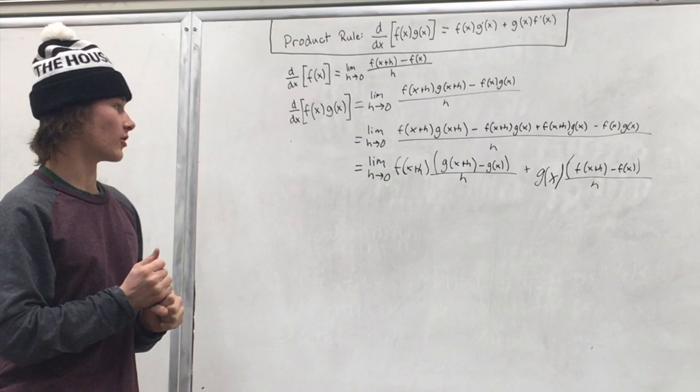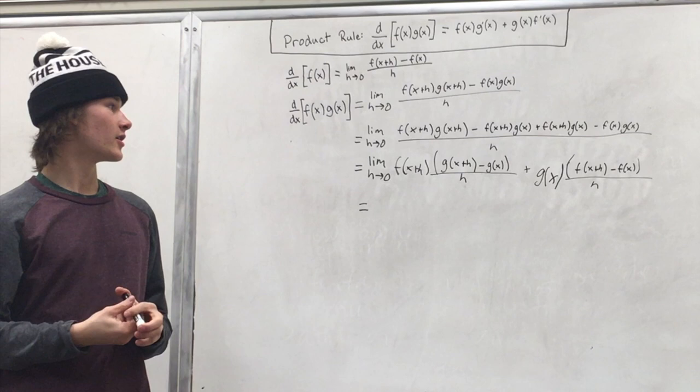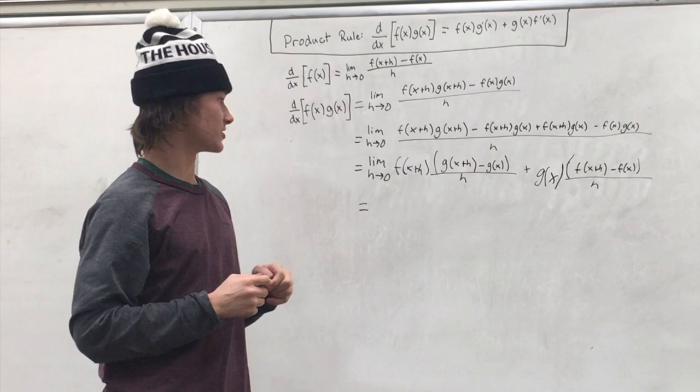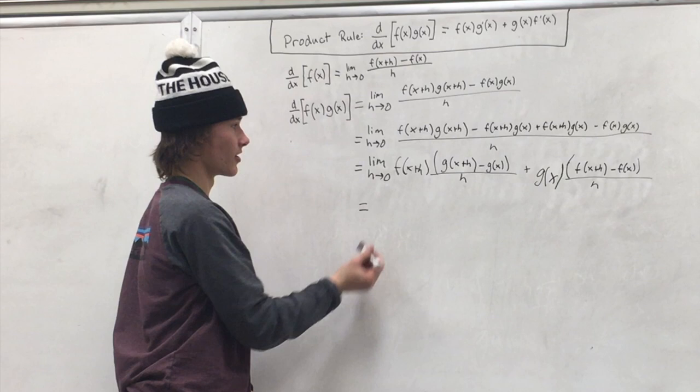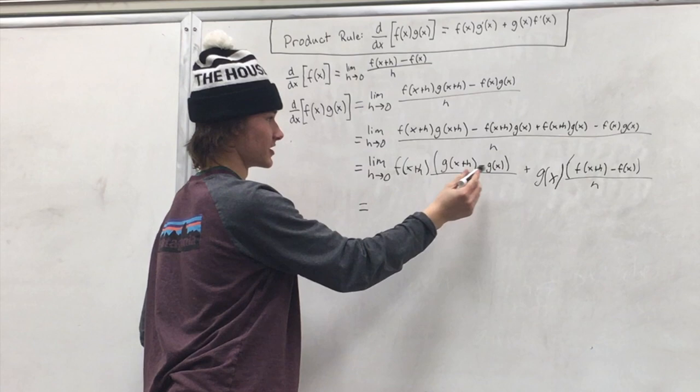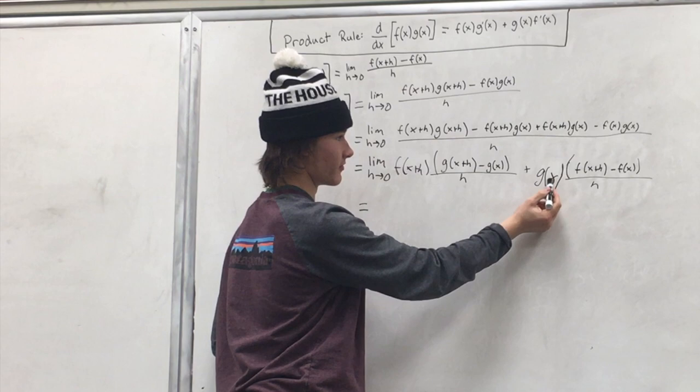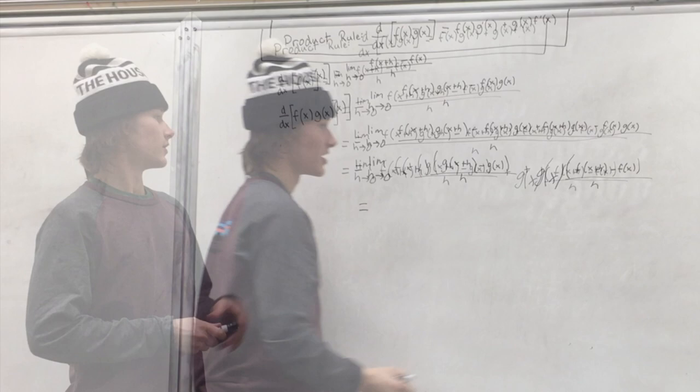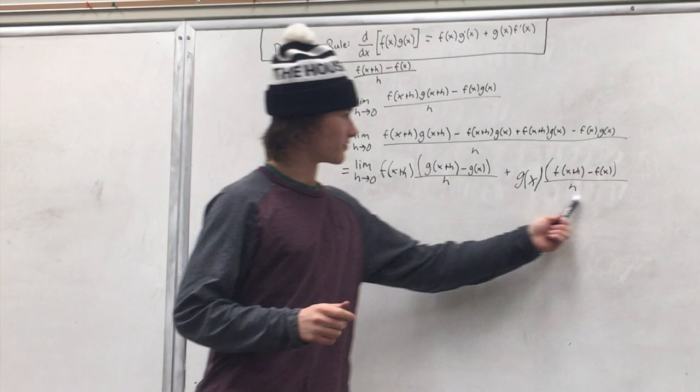So from this statement, using our limit definitions, we know that the limit as h approaches 0 of all of this right here is going to be the same as the limit as h approaches 0 of f of x plus h times, and then g of x plus h minus g of x all over h, plus the limit as h approaches 0 of g of x times, and then f of x plus h minus f of x all over h.